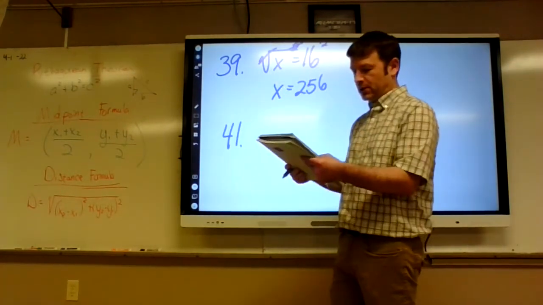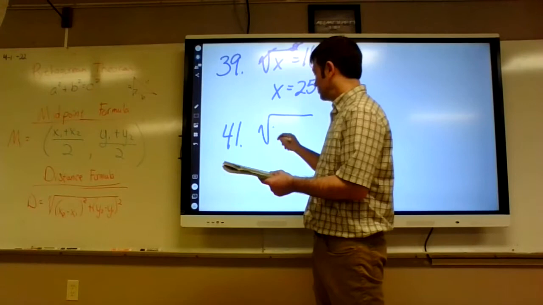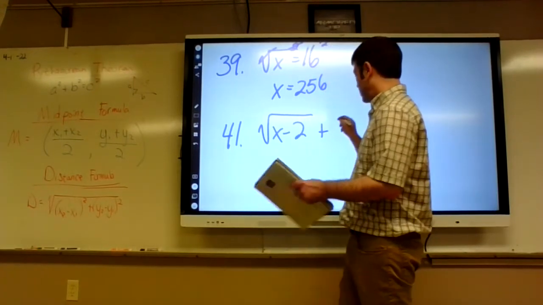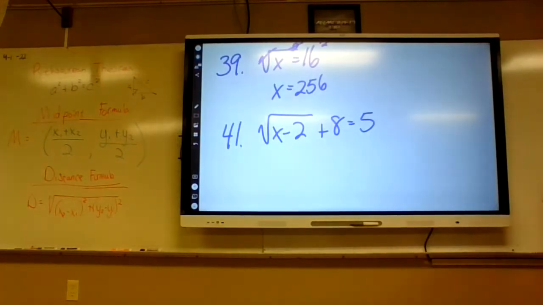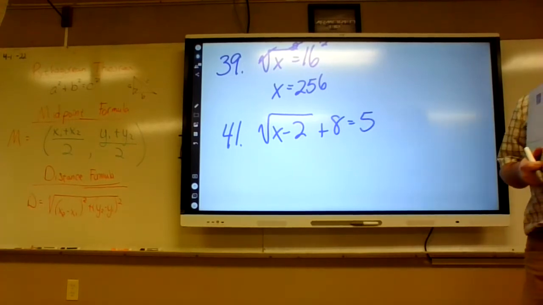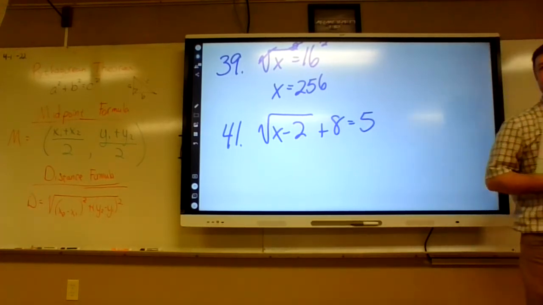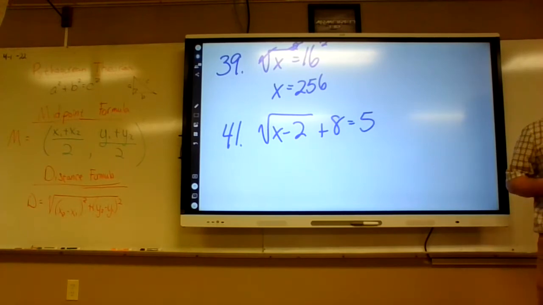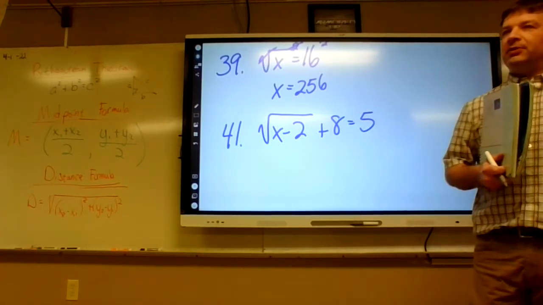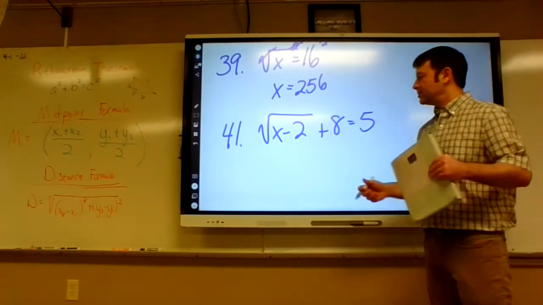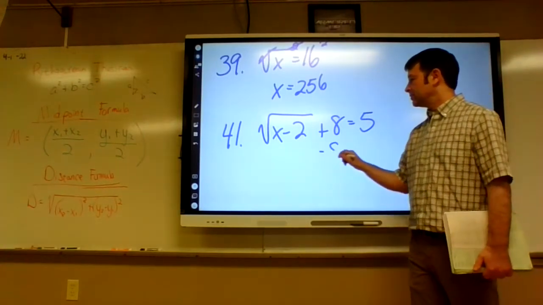Okay, 41. The square root of x minus 2, plus 8 equals 5. I'm guessing we forgot this. Do you guys remember how we solved this? Subtract 8. We've got the square root by itself first, and then we got rid of the square root after that. So how do I get the square root by itself? Minus 8.